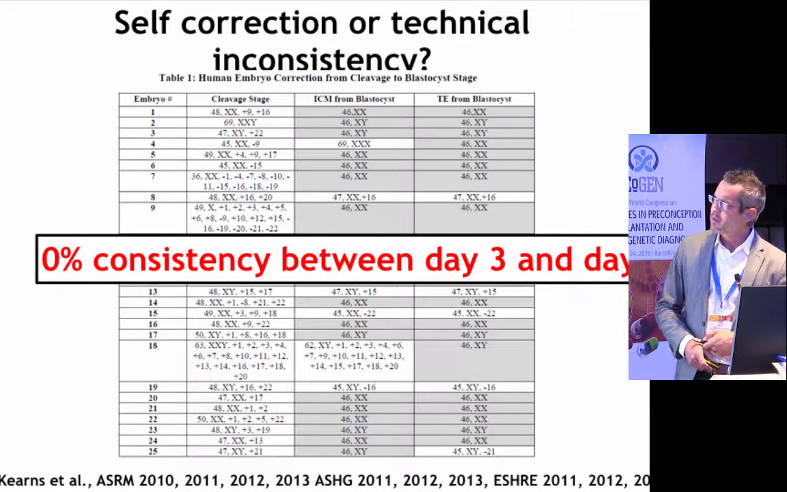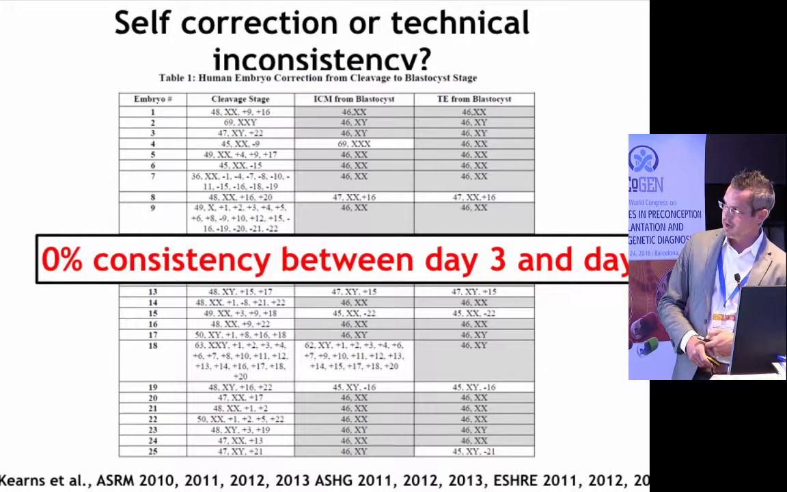Another example where there was probably over-interpretation of the data suggesting self-correction. There was 0% consistency between day 3 and day 5, probably associated with errors in the original diagnosis of single cells.